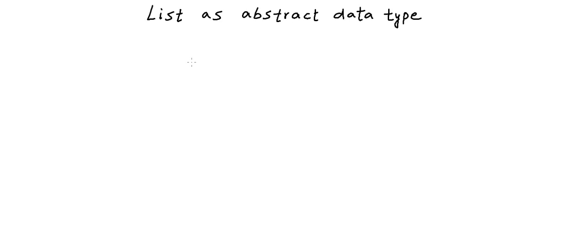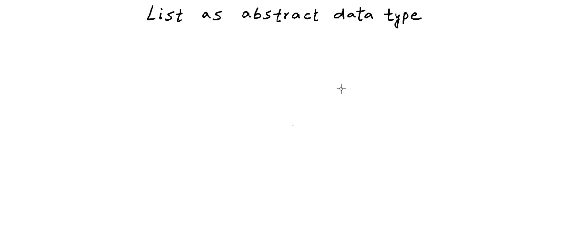In this lesson, we will study one simple data structure. We will first define an abstract view of it. We will first define it as an abstract data type, and then we will see the possible implementations. And this data structure is list.